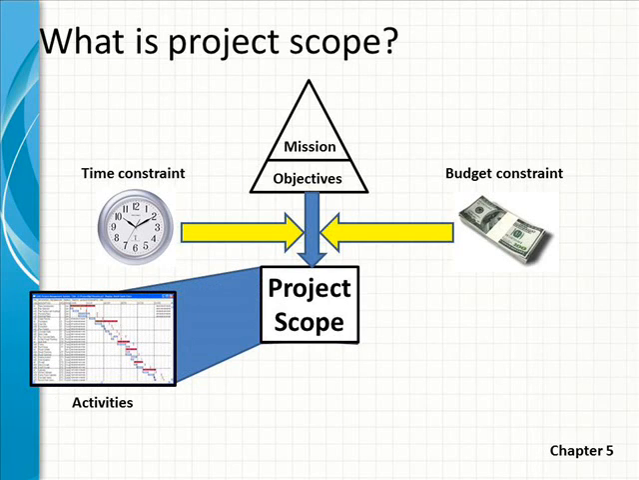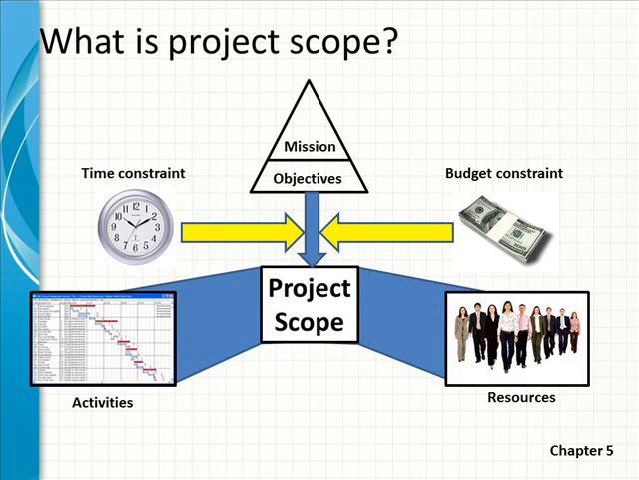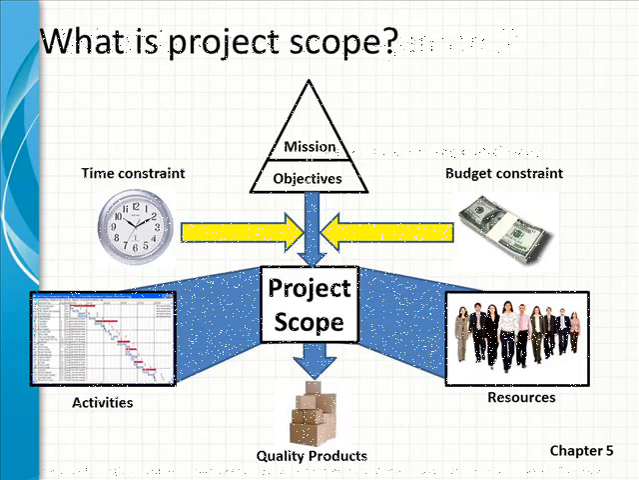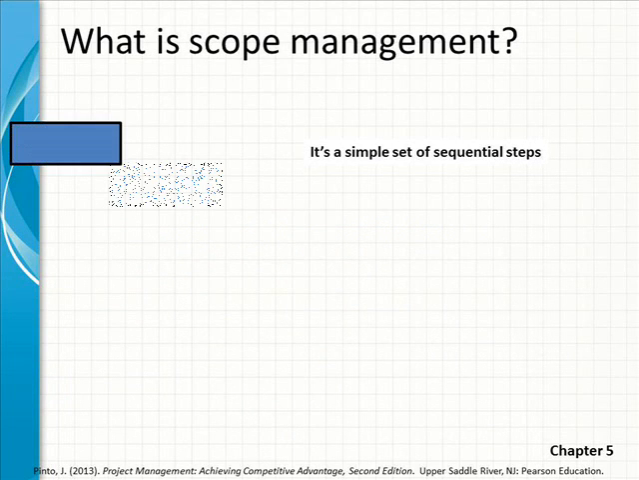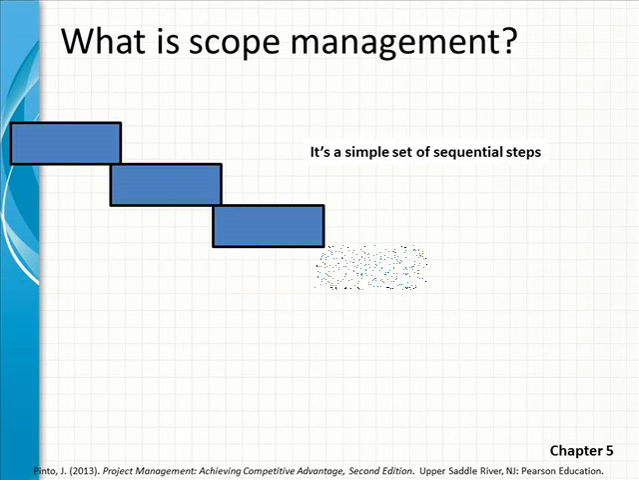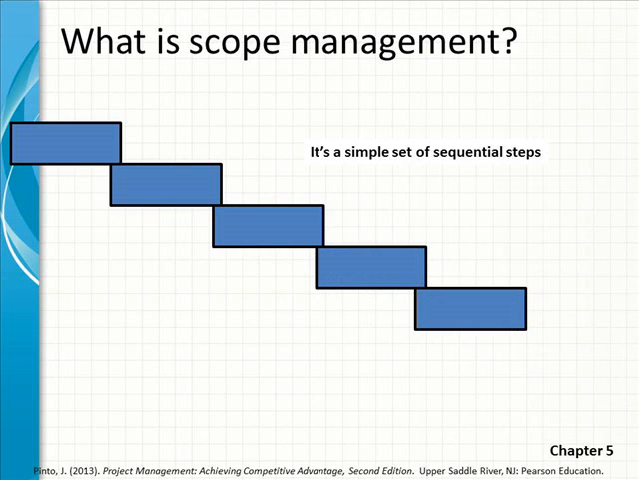And the project scope can be viewed as a series of activities, and here you see I have illustrated this as a Gantt diagram. And we also know that we'll need a number of different resources in order to achieve the project scope. Ultimately, it is the deliverable, the quality products we produce, that are an embodiment of the project scope. In reviewing our textbook, and we'll be talking about it in discussion this week, what exactly is scope management? And I can tell you it's a simple set of sequential steps, one right after the other.